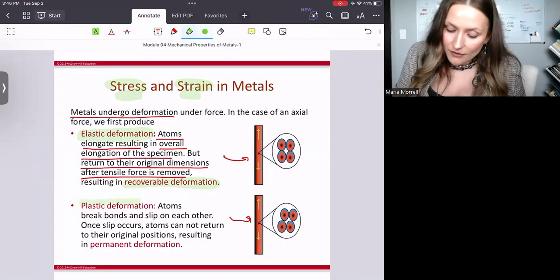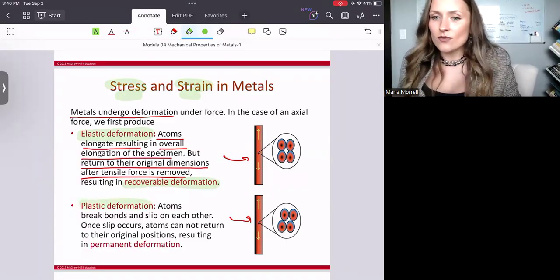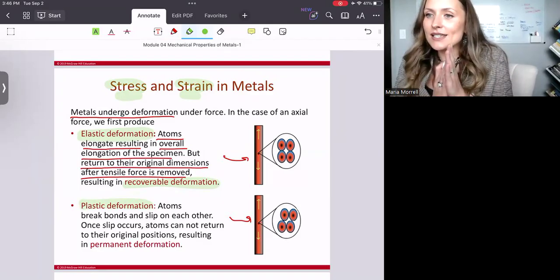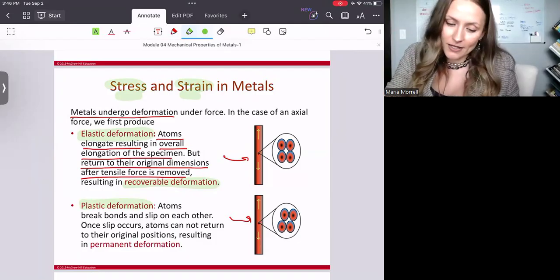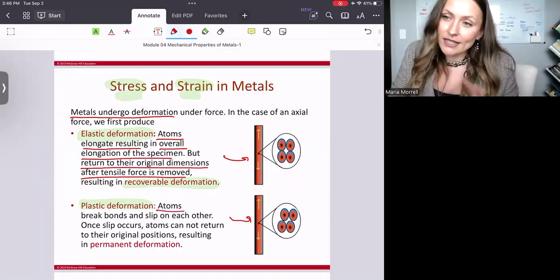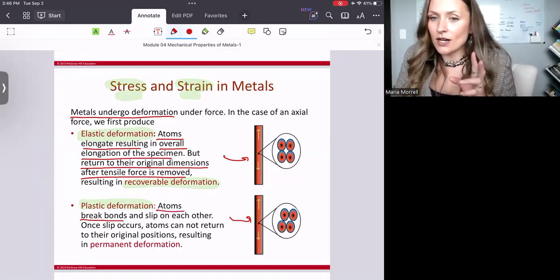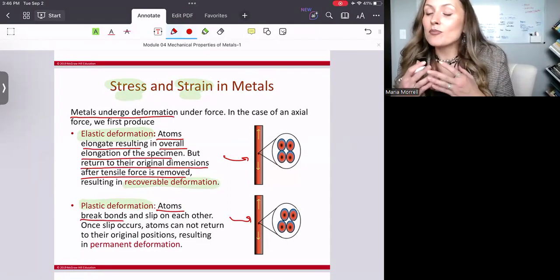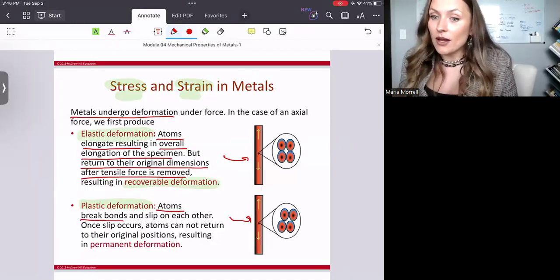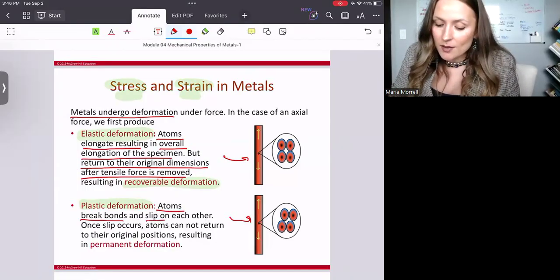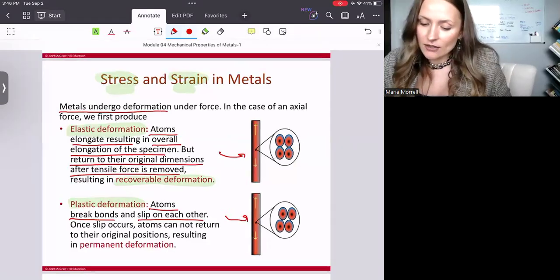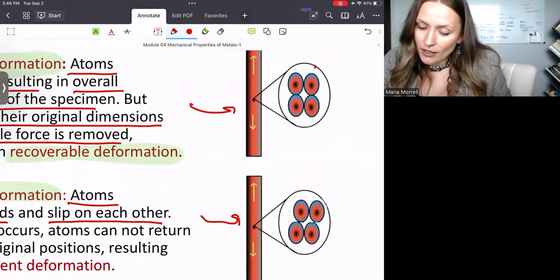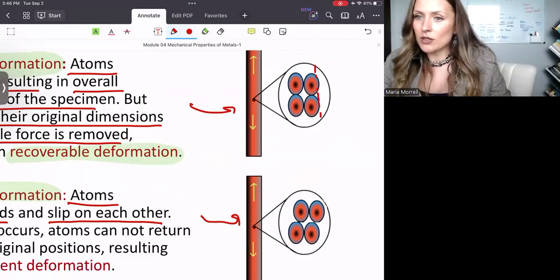Now, plastic deformation is a bit different, and just spoiling it for you, there's going to be a slip, so you can't go back. Once the slip happens, the material has been deformed permanently. Basically, the bonds between atoms are broken due to the force that has been applied to the material, and then the atoms slip on each other. You can see it right here. If you draw a line right here, you don't see a step.